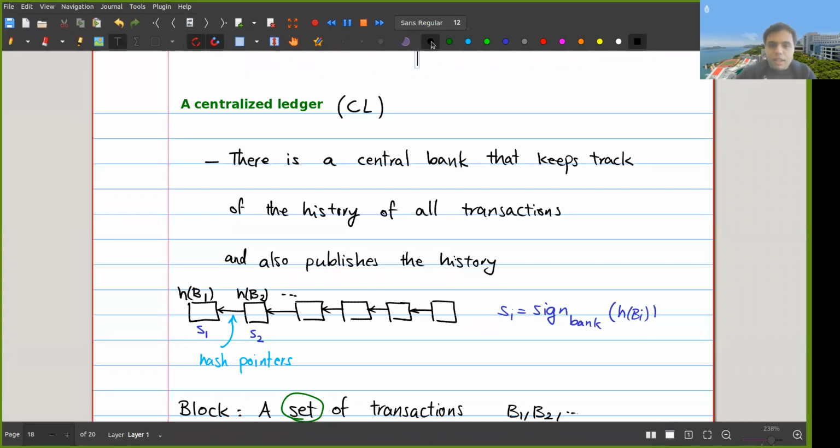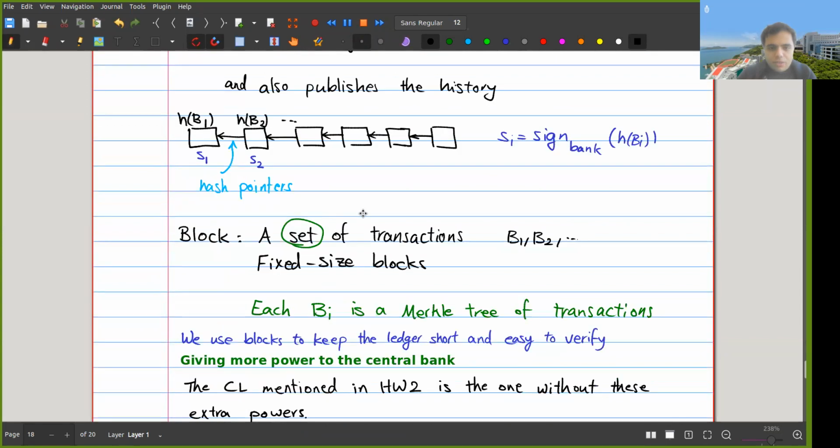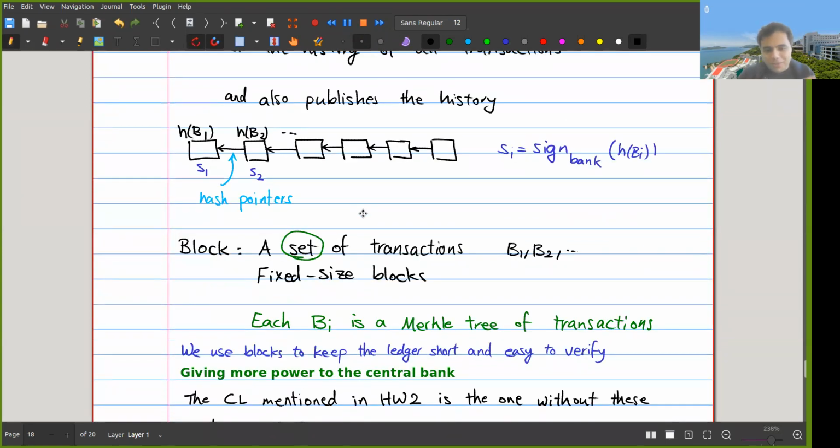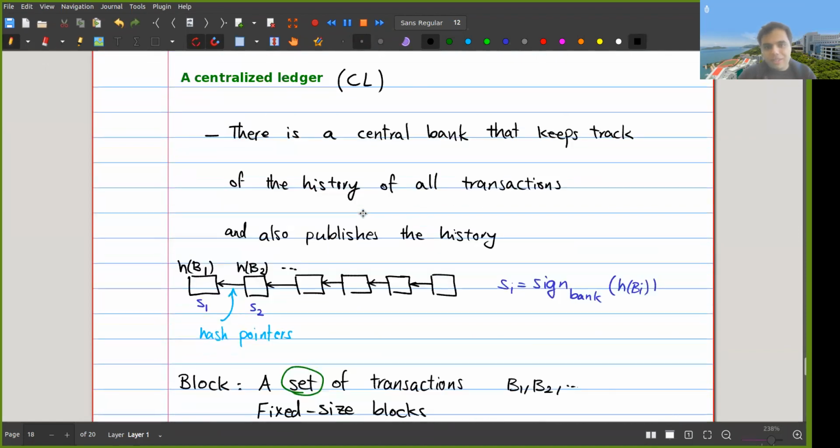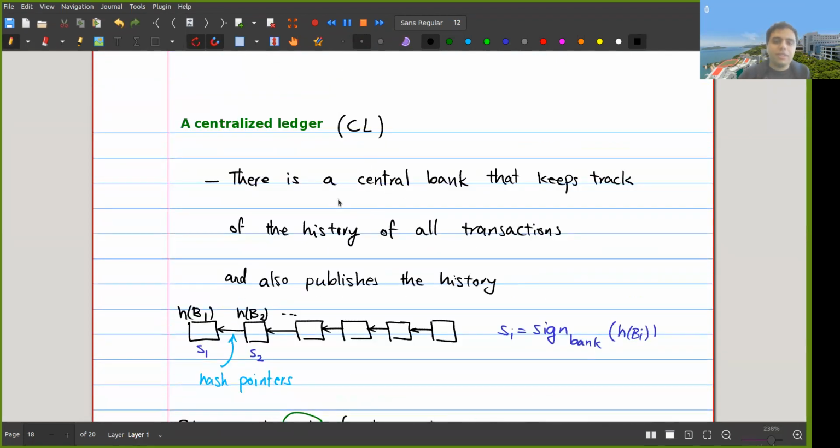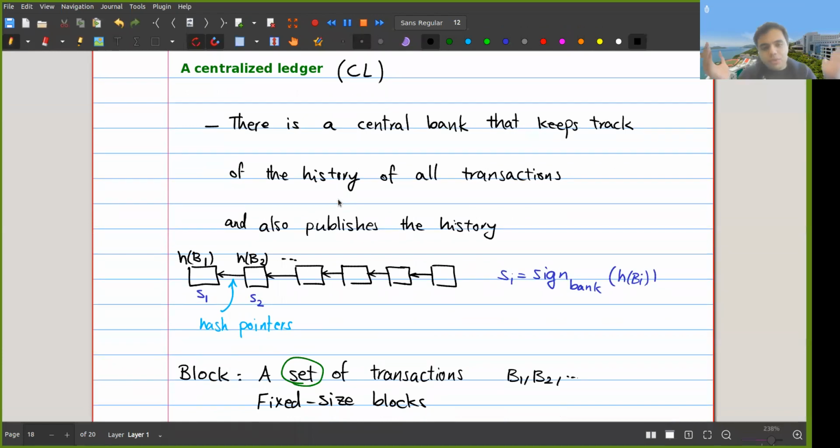So I just have to mention that this is the centralized ledger that I'm asking about in the second homework that was just announced. So whatever I say today is not part of the homework. The thing that is covered in the homework is this centralized ledger where anyone could create accounts by just creating public keys and private keys for themselves and do transactions. And the only role of the central bank was to keep track of the history of all these transactions.